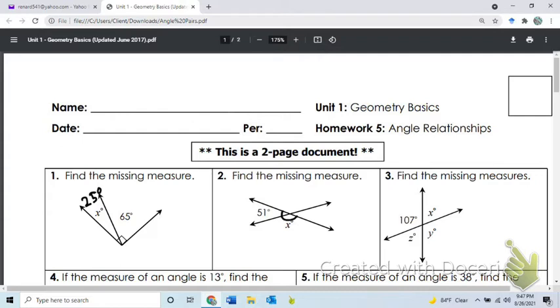Likewise for number two, this is a linear pair. They're both adjacent and supplementary. So we know that 180 minus 51 equals 129.